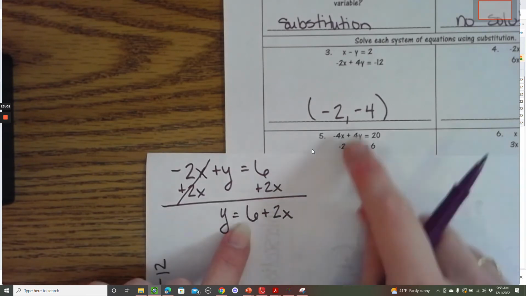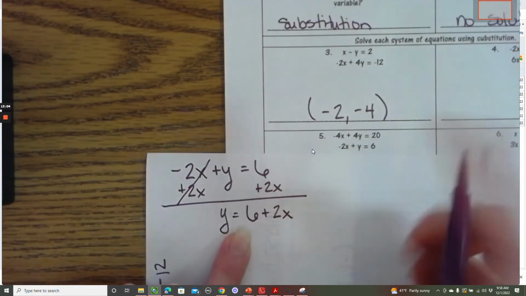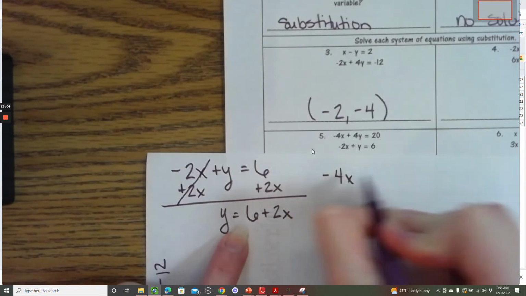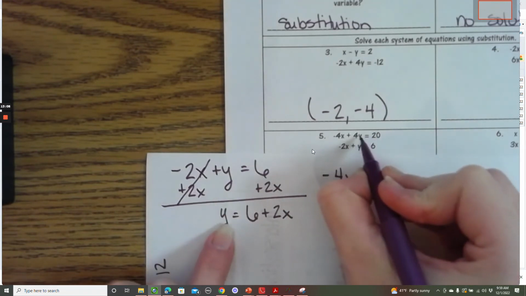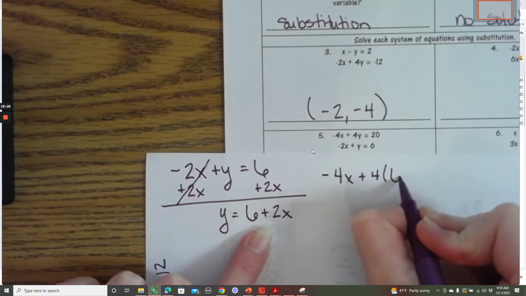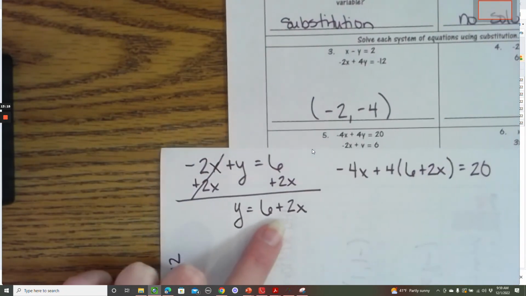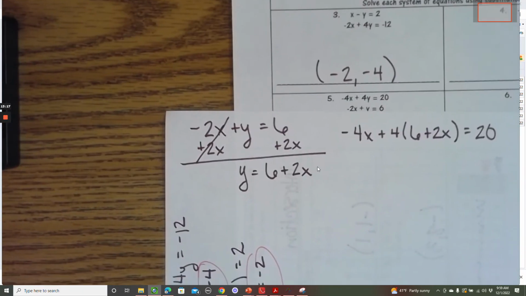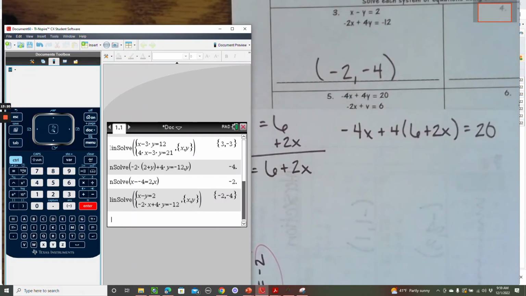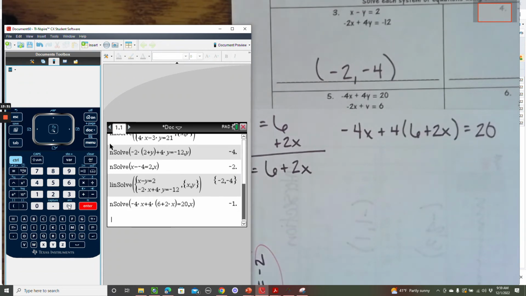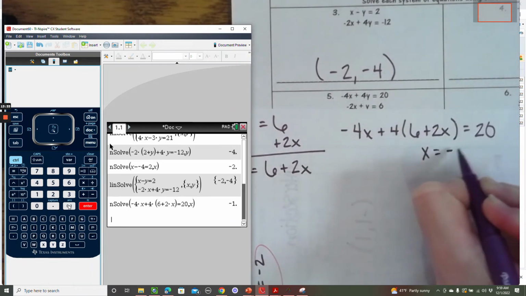So if this is what y equals, up in the first equation, negative 4x plus 4, I'm going to swap out this y with this 6 plus 2x. And remember, anytime we do that swapping, we got to put it in parentheses. That's really important, especially on these. All right, so menu 3-1, negative 4x plus 4, 6 plus 2x equals 20, comma x. So here, x equals negative 1.